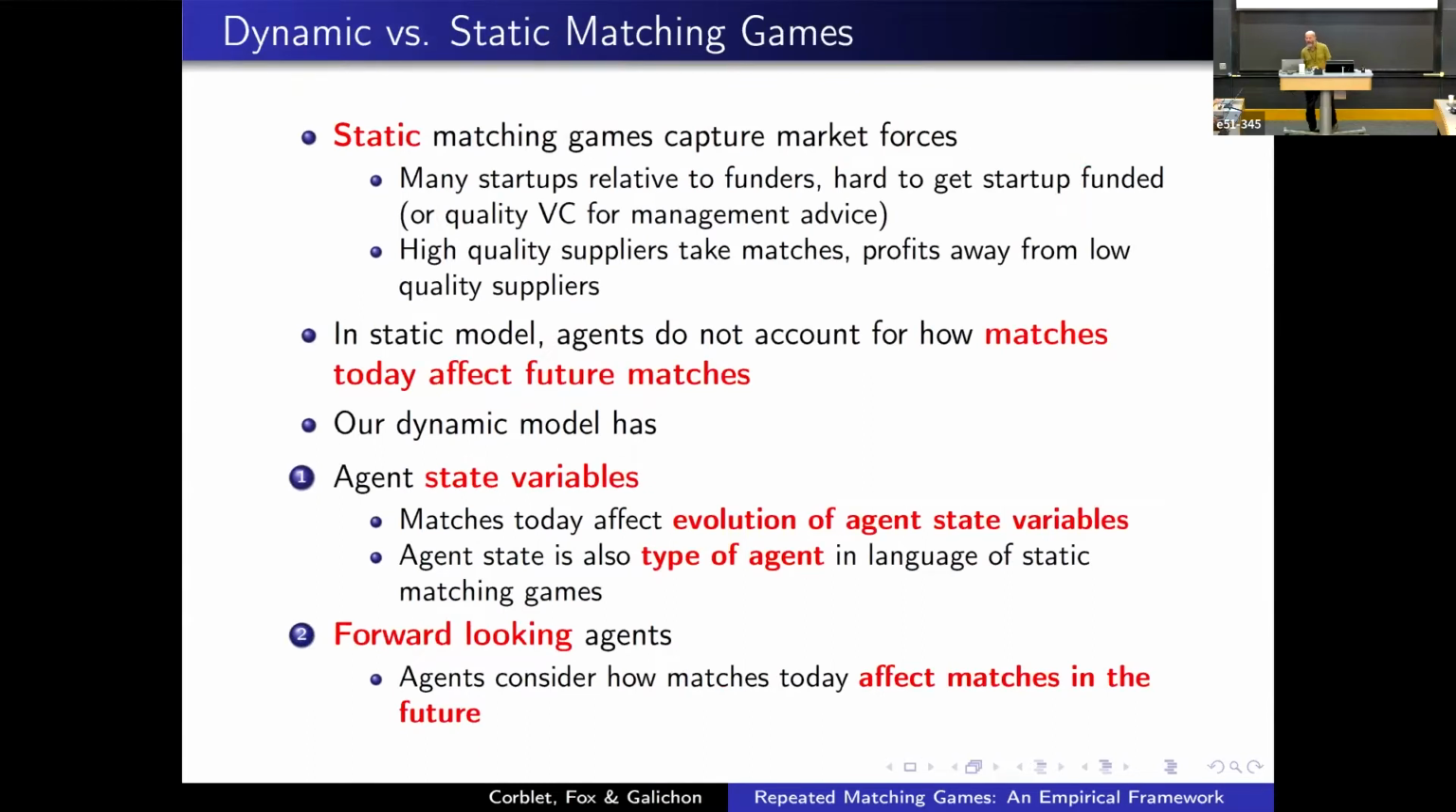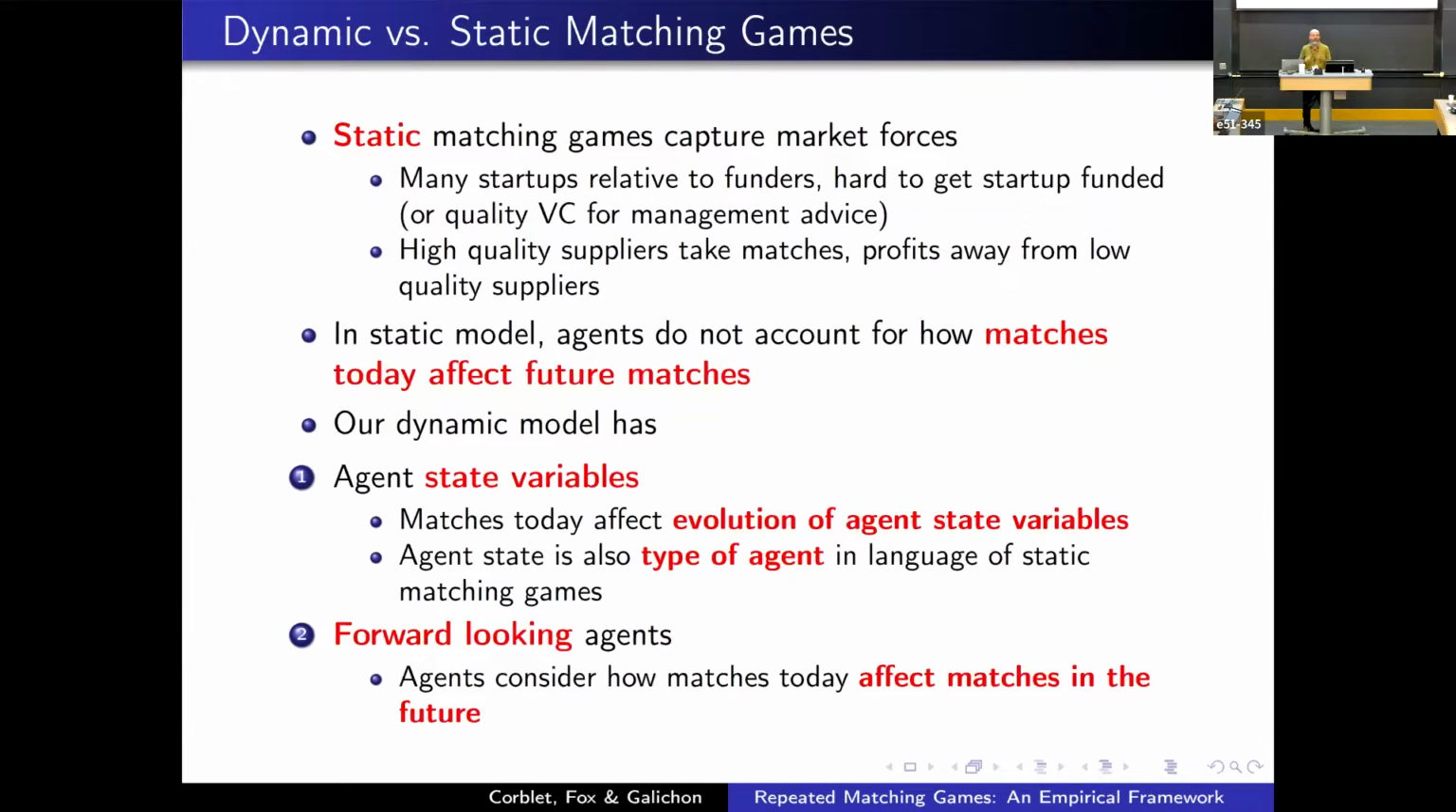Okay, so we're interested in extending static matching games. So what are static matching games? The way I think about them is that it's a competitive market for relationship formation. So if there are many startups relative to funders, then it's going to be hard to get your startup funded or to get this quality venture capital advice. If there's a bunch of high quality suppliers out there, they're going to take the matches and profits away from the low quality suppliers. So, of course, in a static model, you don't consider how your matches today are going to affect the type of matches you can receive in the future.